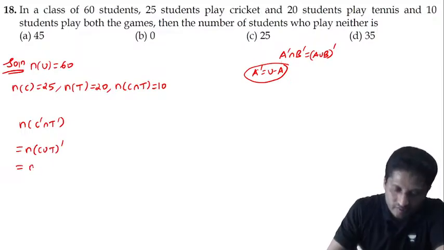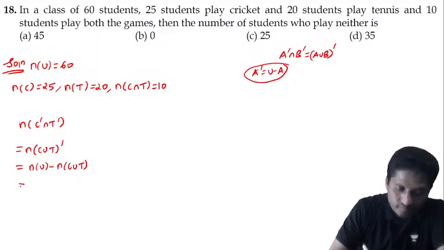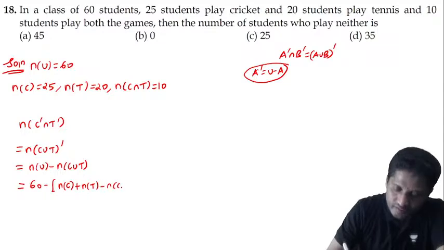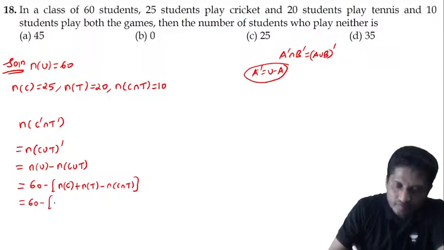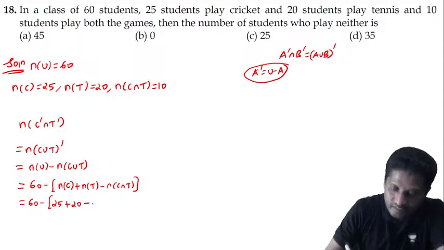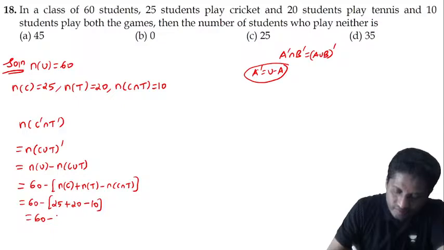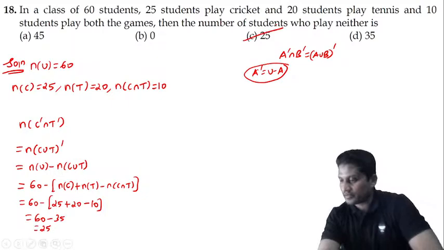So A dash is equal to n of U minus n of C union T. Okay, so n of U is 60. This is n of A plus n of B minus n of A intersection B. Should be equal to 60 minus, n of C is 25, n of T is equal to 20, intersection will be equal to 10. Is equal to 60 minus 35, which is equal to 25. Answer will be equal to option C.